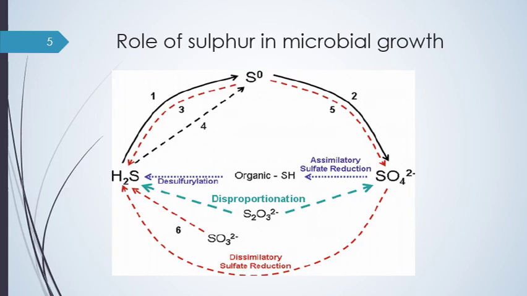Role of sulfur in microbial growth. The inorganic sulfur compounds of biological relevance, which occur in the biological sulfur cycle, are elemental sulfur, sulfate, sulfite, thiosulfate, polythionates, sulfide, and polysulfides, as shown in the figure. Sulfur can adopt many oxidation states, ranging from -2 to +6.